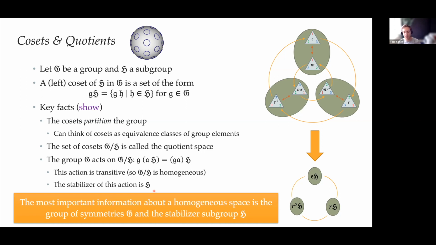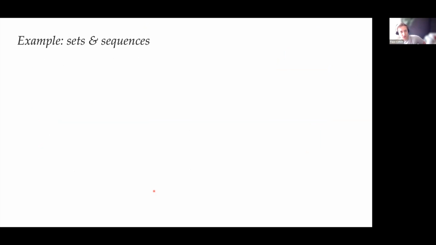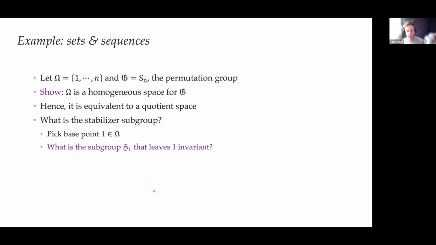All right, so that's the most important information if you're studying a homogeneous space: what is the group of symmetries and what is the stabilizer subgroup, and then you basically know everything you need to know. On this slide, I was going to take you through an example of how this applies to the case of sets, which is a homogeneous space for the permutation group.